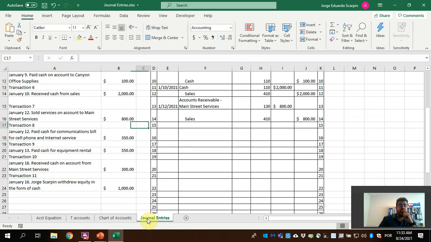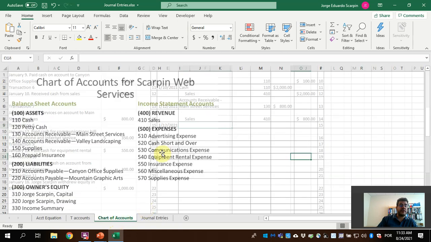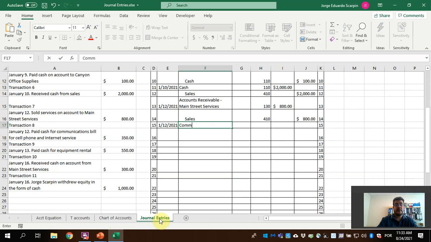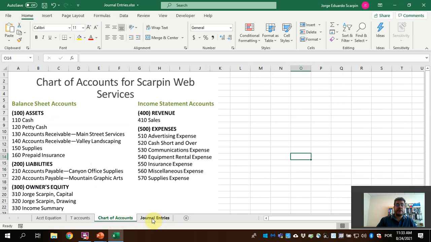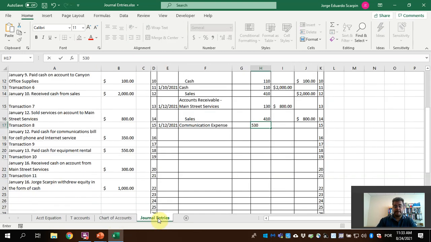Transaction 8. We are almost there. Transaction 8 again, January 12th. Paid cash for communication bill for cell phone and internet. Communications expense. The code communications 530. So here communications expense equal 350. Credit, again cash 110, 350.